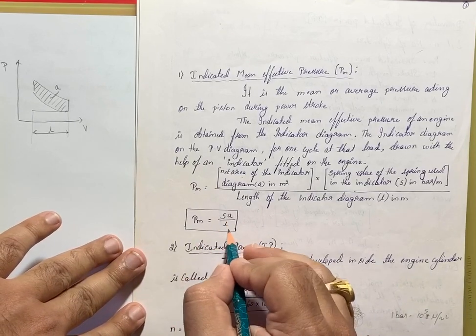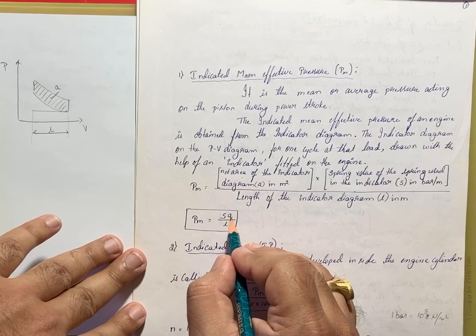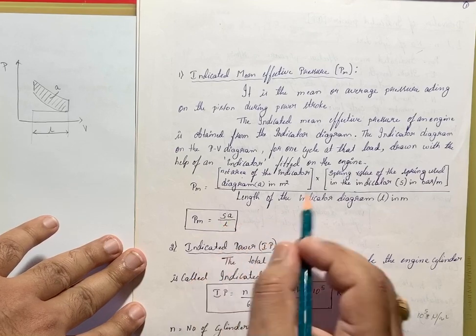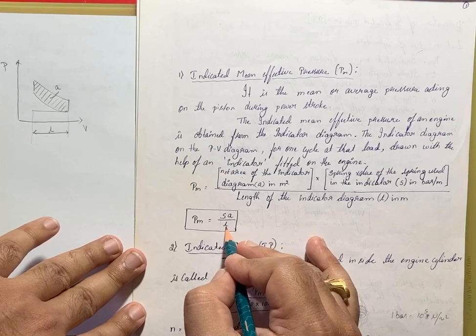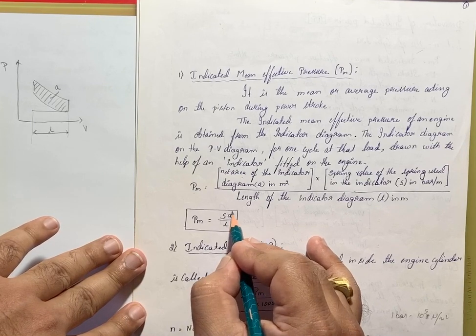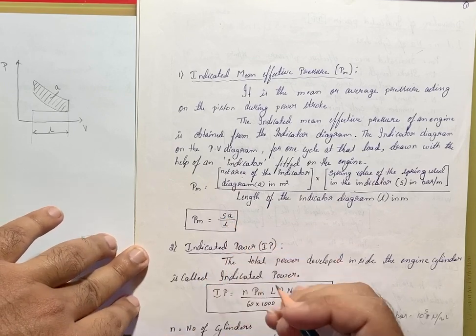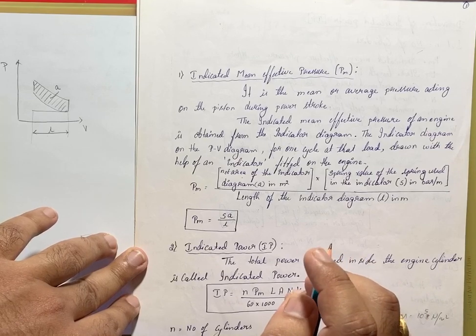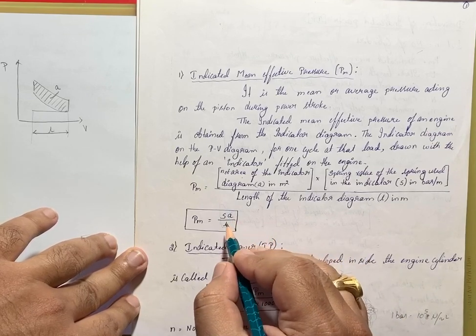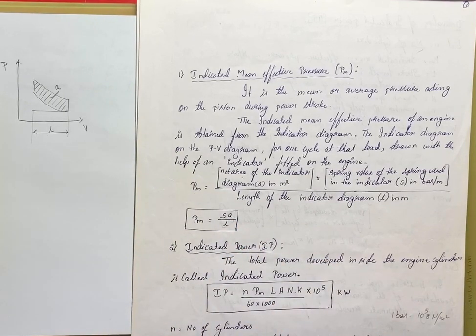You need to remember this formula. Pm, the indicated mean effective pressure, is S a divided by l. S is the spring value of the spring used, a is the area of the indicator diagram, and l is the length of the indicator diagram. Don't get confused with the actual area of the cylinder and the length of the piston stroke. That is different, this is different.